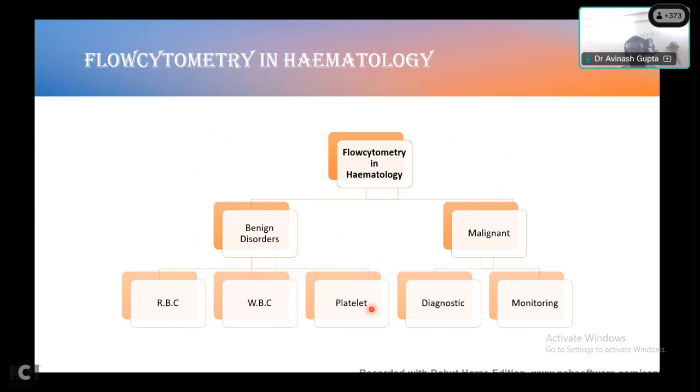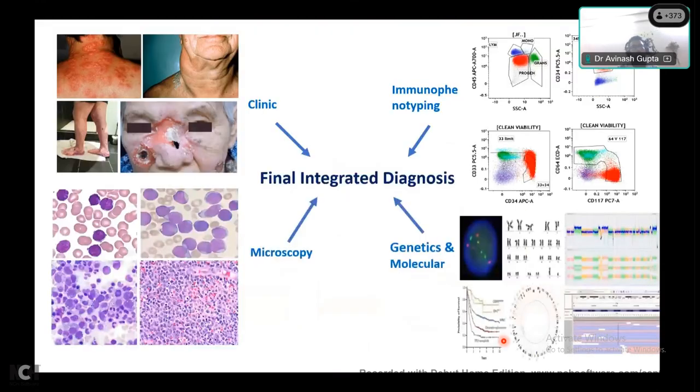Then coming to the malignant disorders, they are grossly divided into diagnostic and monitoring, which you call MRD or measurable residual disease. In hematopathology or hematology, the diagnosis is not from a single thing. It is an integrated diagnosis. It won't come from a single modality.